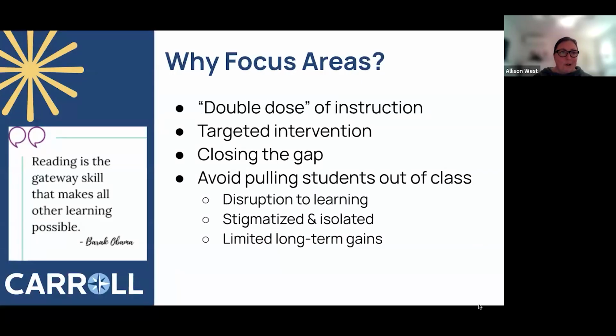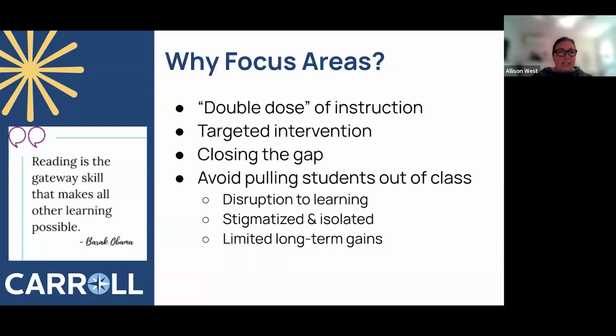Okay, so why do we schedule focus areas? Well, first and foremost, this is one major way that we can GEC, or give each child what they most need. And focus areas at Carroll really allow us to offer what is sometimes referred to as a double dose of instruction in a particular area of need.